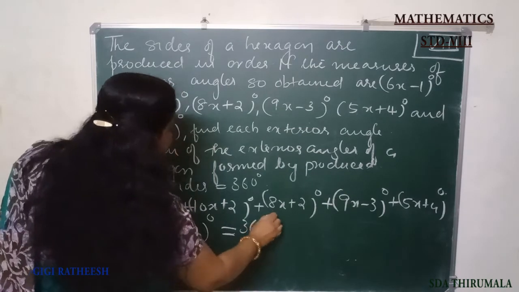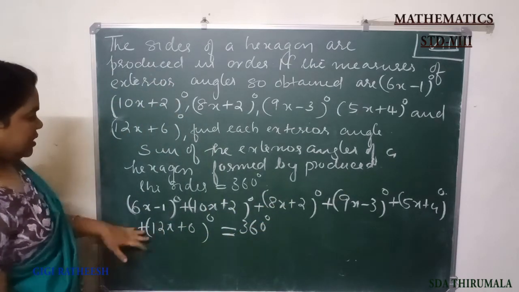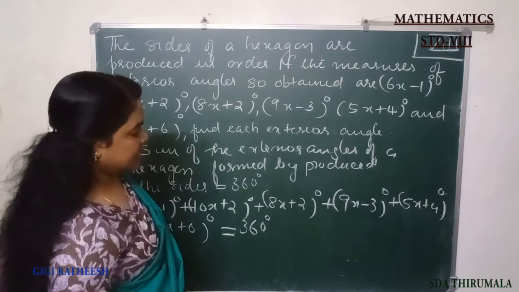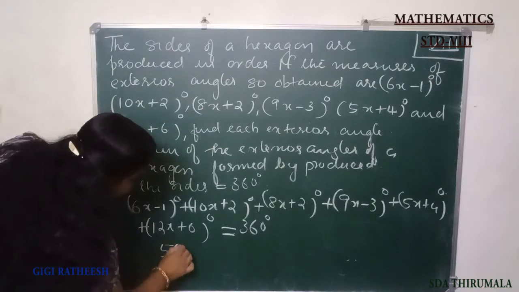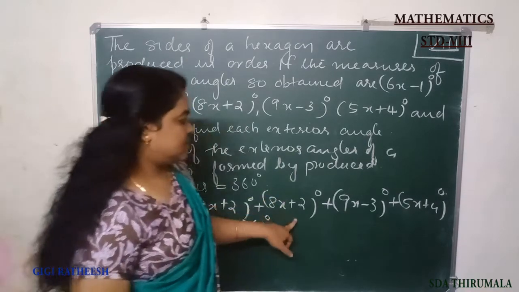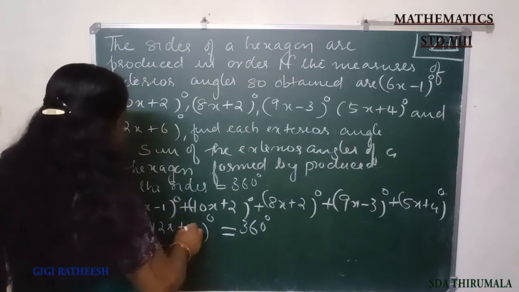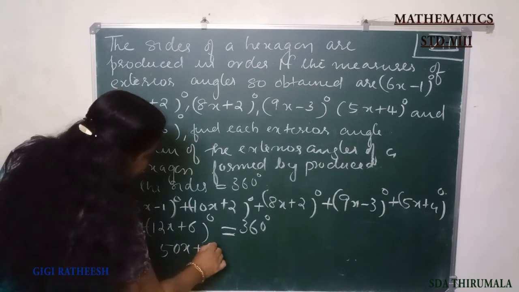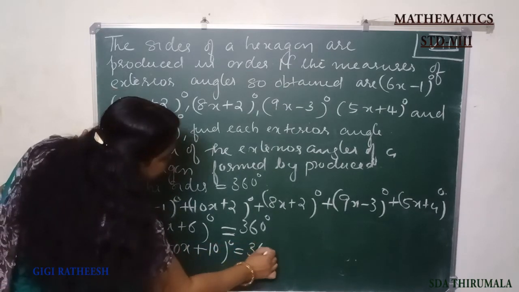That is the sum of the exterior angles of a polygon, which is equal to 360. Adding this, we get 6x plus 10x plus 8x plus 9x plus 5x plus 12x, which is 50x. And then minus 1 plus 2 minus 3 plus 4, and this is 6. Adding and subtracting these, we get plus 10. So 50x plus 10 degrees is equal to 360 degrees.